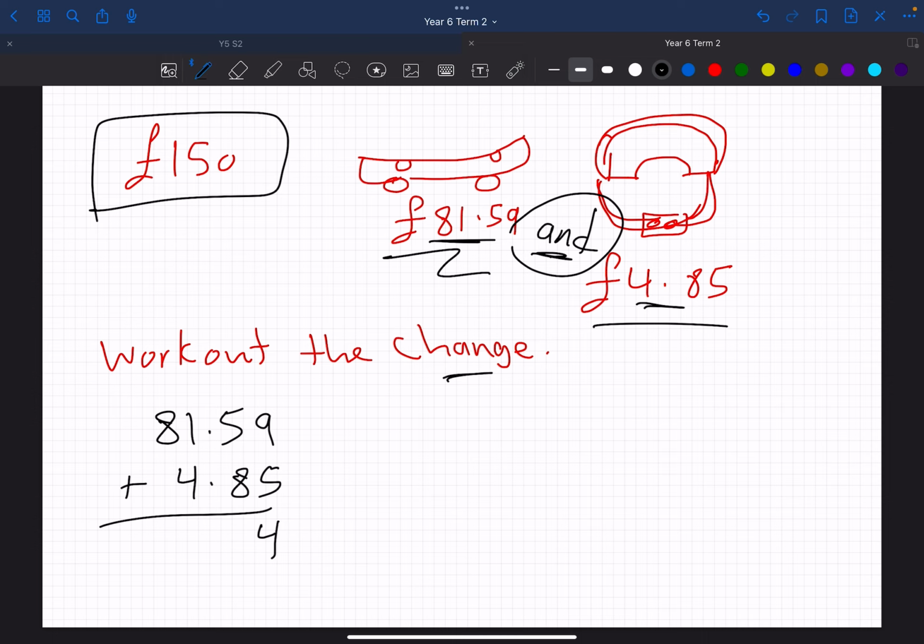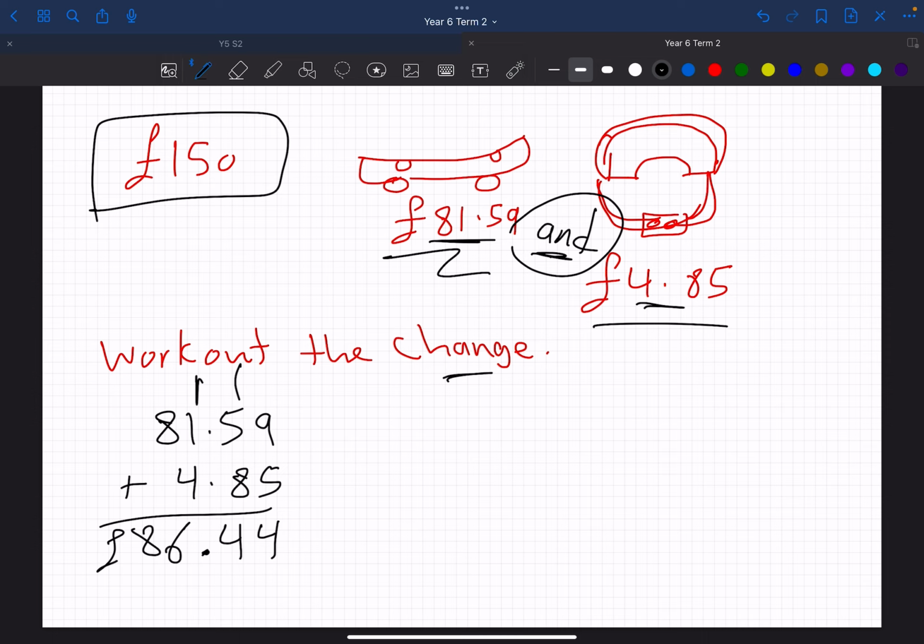9 and 5 would be 14, 4 here, 1 up. 6 and 8 would be 14, 4 here, 1 up. 1 plus 2, 1 plus 1 is 2, 2 and 4 is 6. And Mr. Nasser, you forgot about the decimal point. Very important. Since I have two place values here, same here, two place values. Careful. Okay, now 8 goes down. So when I add 81.59 plus 4.85, it will give me 86.44.